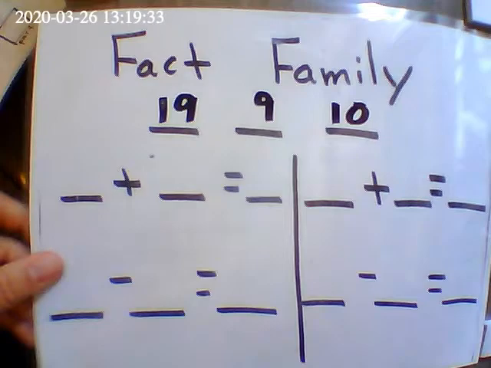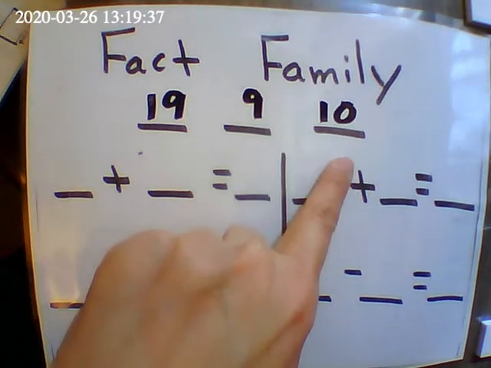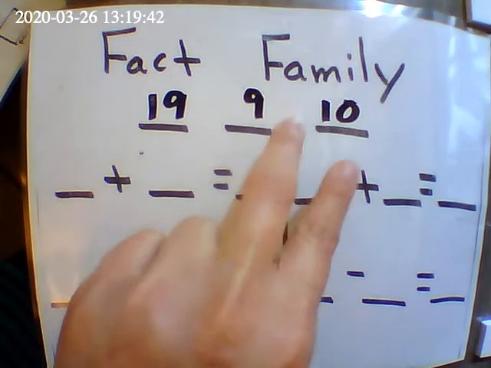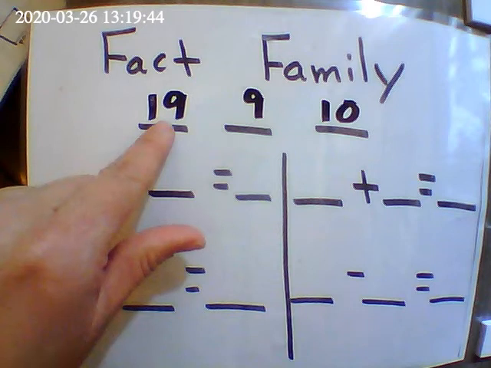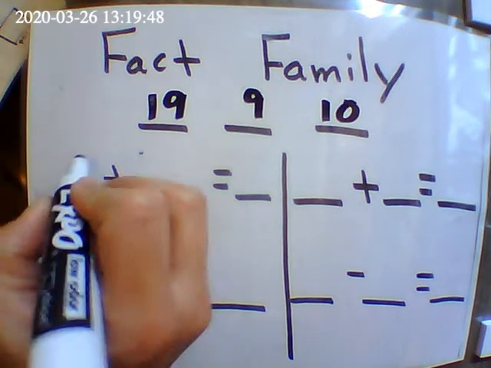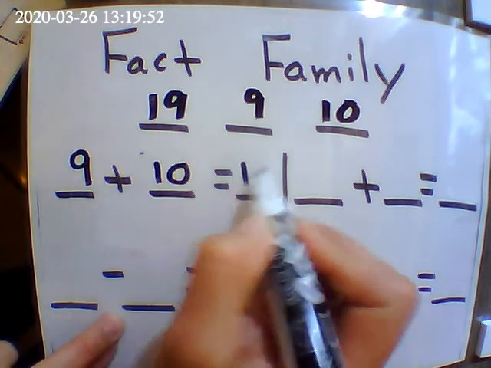Moving on to fact family. So here we have 19, 9, and 10. So we have the whole number and part. So we add the parts to get to the whole. The two smaller numbers get to the bigger number. So we're 9 plus 10 equals 19.